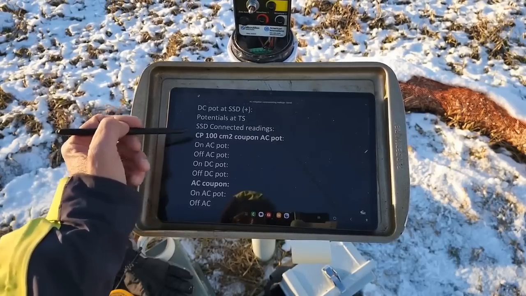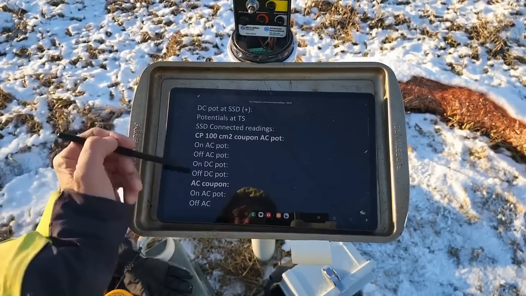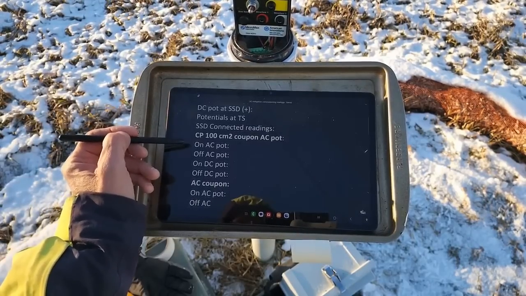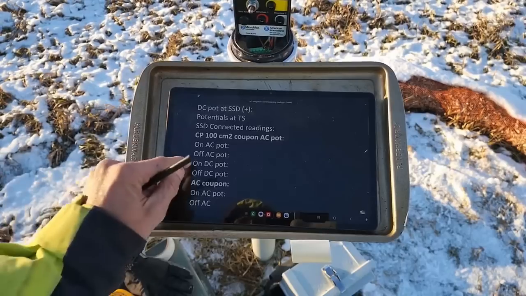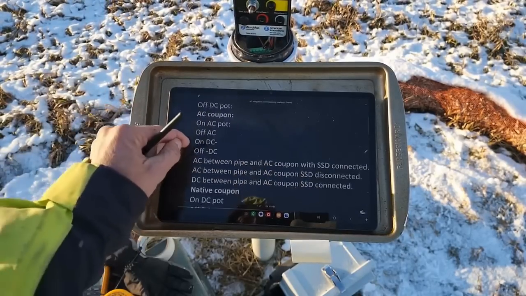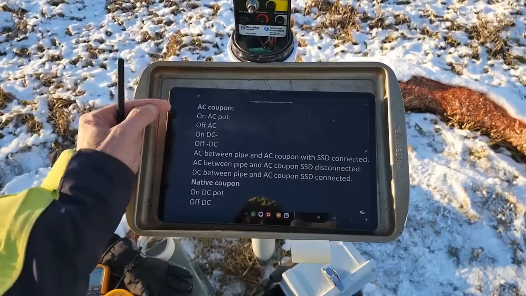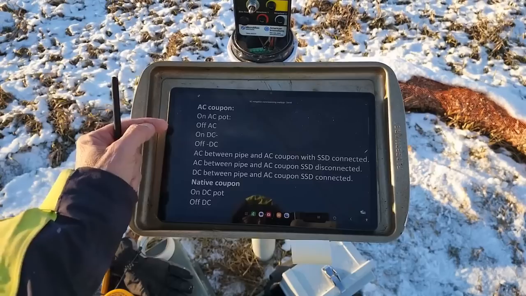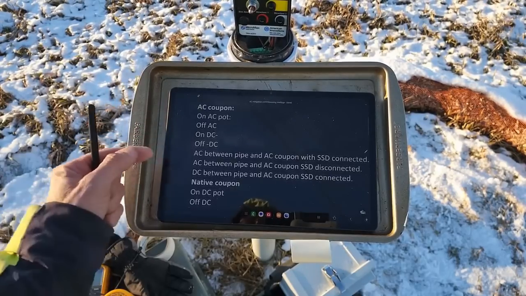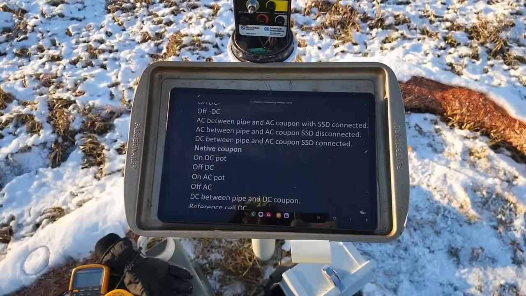centimeter coupon. We're going to measure the on potential, the AC potential in on, the AC potential in off, the 600 potential in on, and the 600 potential in off. On the AC coupon, we're also going to do the same thing. We're going to measure the on potential in AC, the off potential in AC. Then we're going to measure the on potential in DC and the off potential in DC.